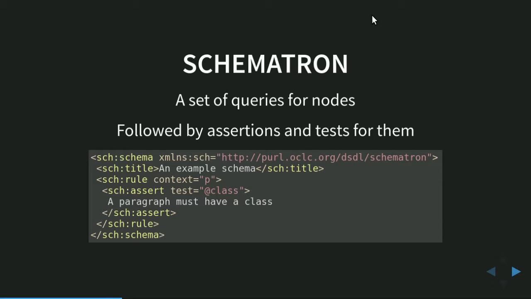For instance, this is an example Schematron document. We have a paragraph, and all paragraphs should have a class. If a paragraph doesn't have a class, a message should be shown to a user, the schema architect, essentially the end user of the Schematron engine: that paragraph should have a class.